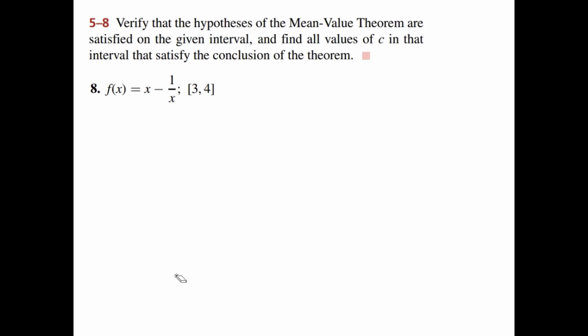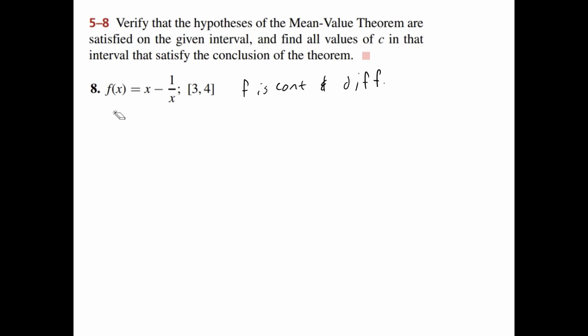Verify the hypotheses of the mean value theorem are satisfied on the given interval and find all values of c in that interval that satisfy the conclusion of the theorem. Okay, so verify it. Well, you're definitely looking at a continuous function on its domain. The problem is that with this 1 over x, 0 is not in the domain. But if you look at your interval, we're not looking at 0 anyway. So we're good, right? And so no work to really show there. That's pretty obvious by inspection. F is continuous and differentiable. And that was it. And so now we're ready to go.